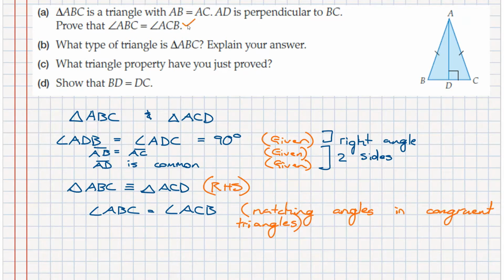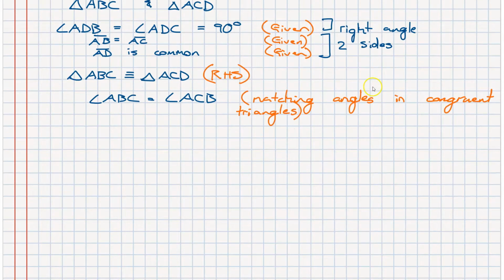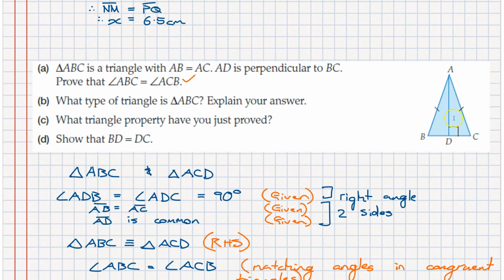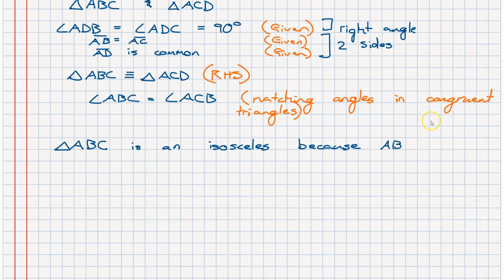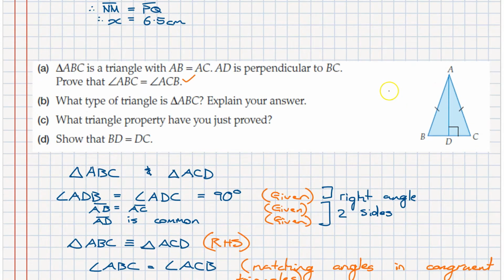Okay, so that's part A out of the way. Now part B, what type of triangle is triangle ABC? Explain your answer. Now looking at this triangle here, ABC, there's 2 matching sides and one side that is unlikely to be matching with the other 2. What we can say is that this triangle is an isosceles. And the reason it's an isosceles triangle is simply because sides AB and AC are equal. So that's part B, done and dusted pretty quick.